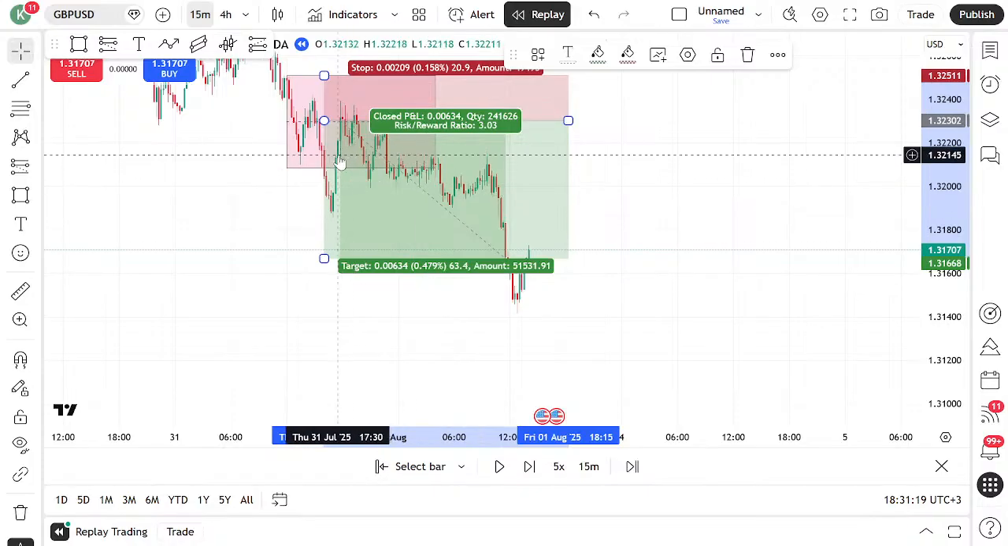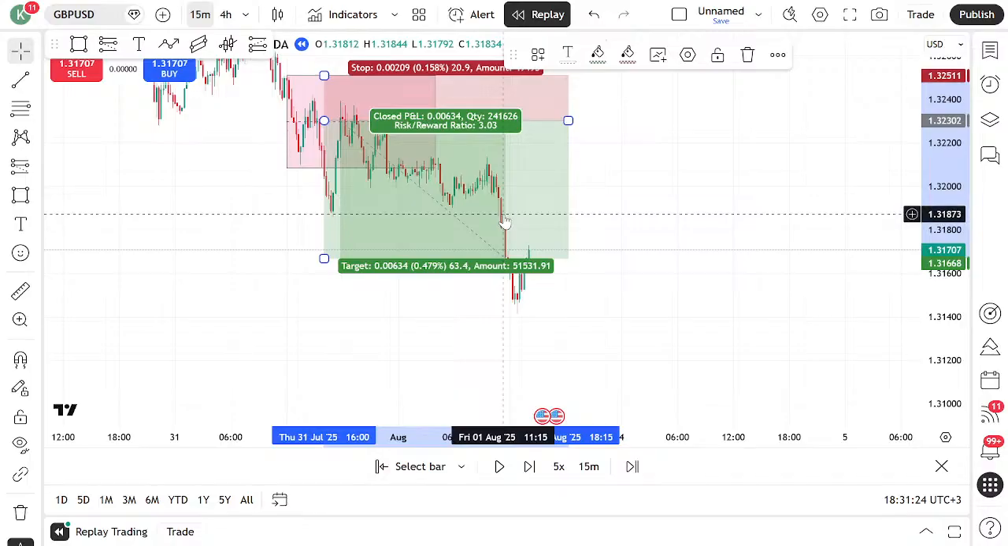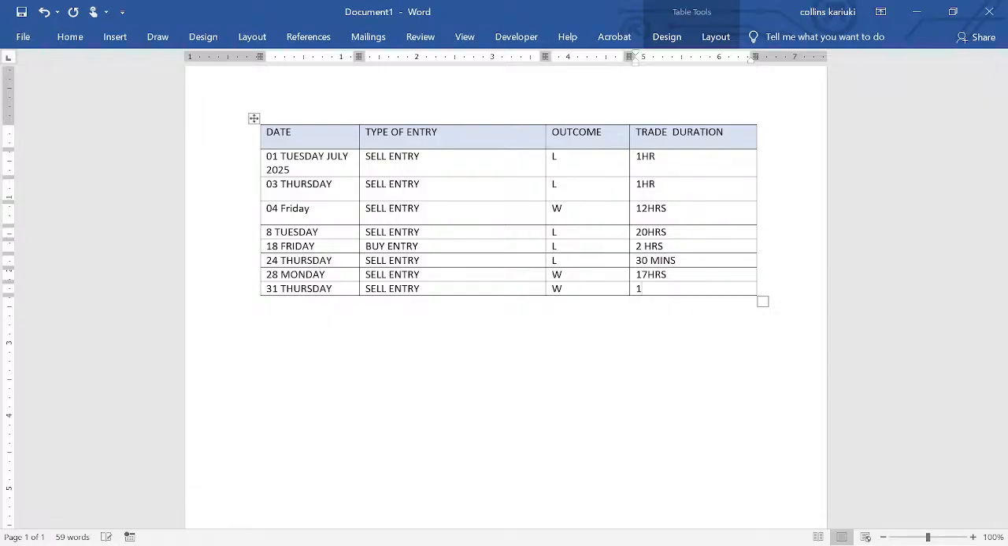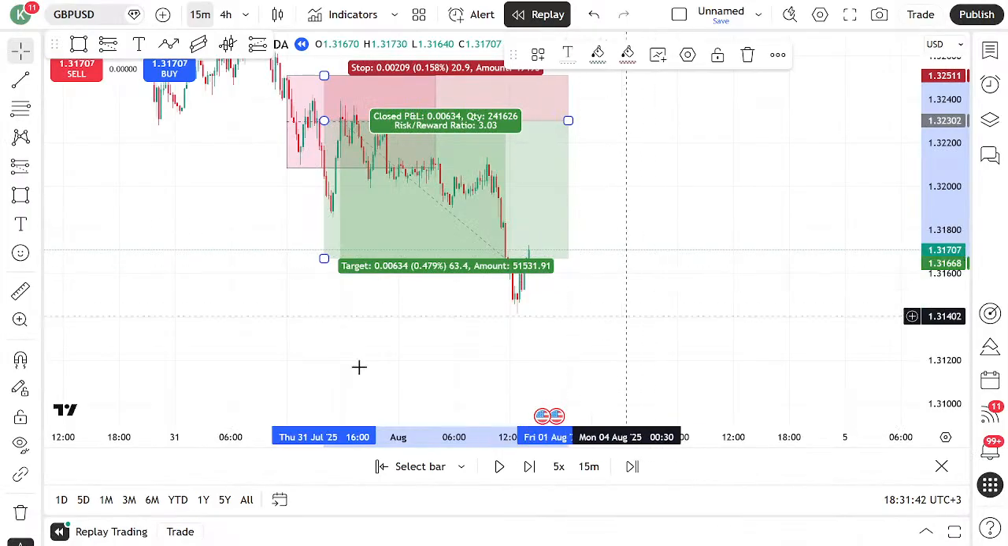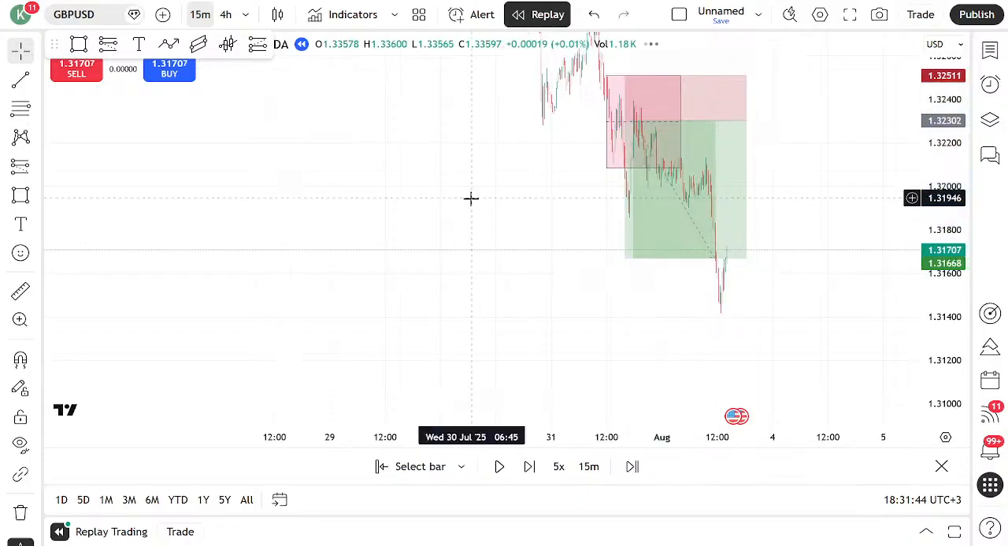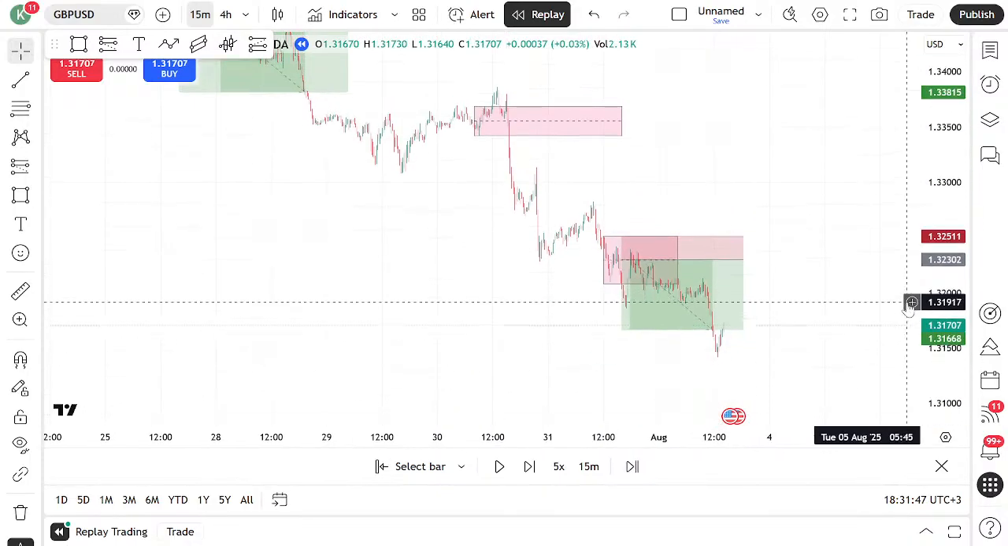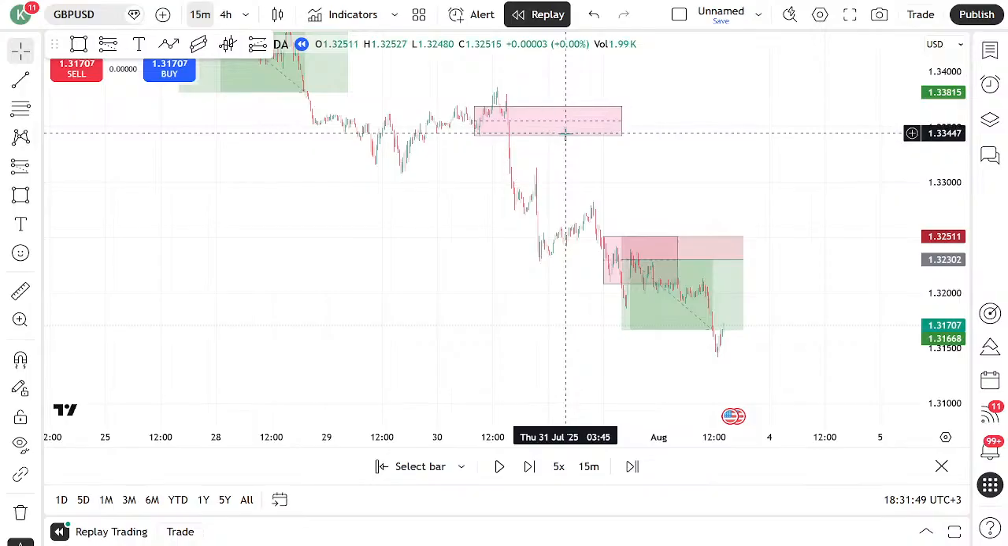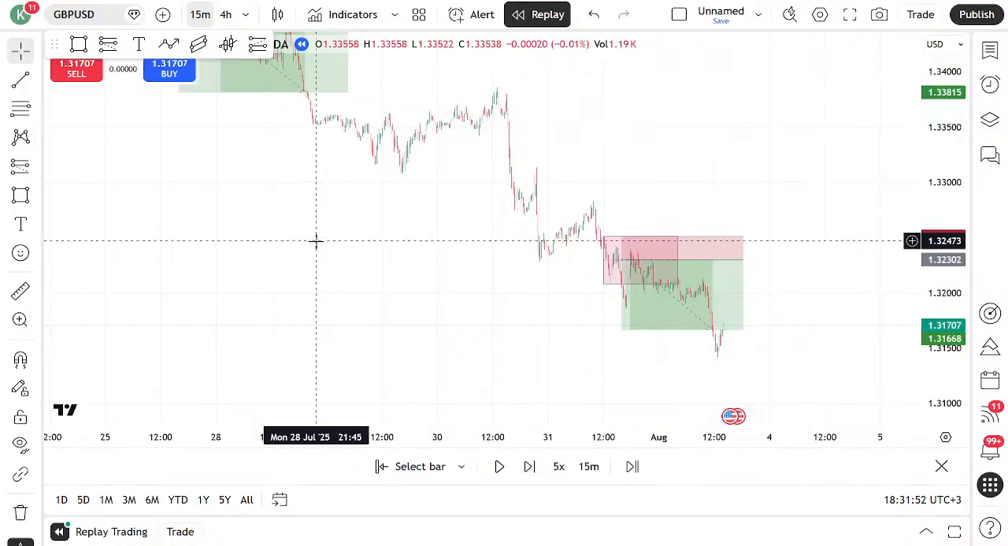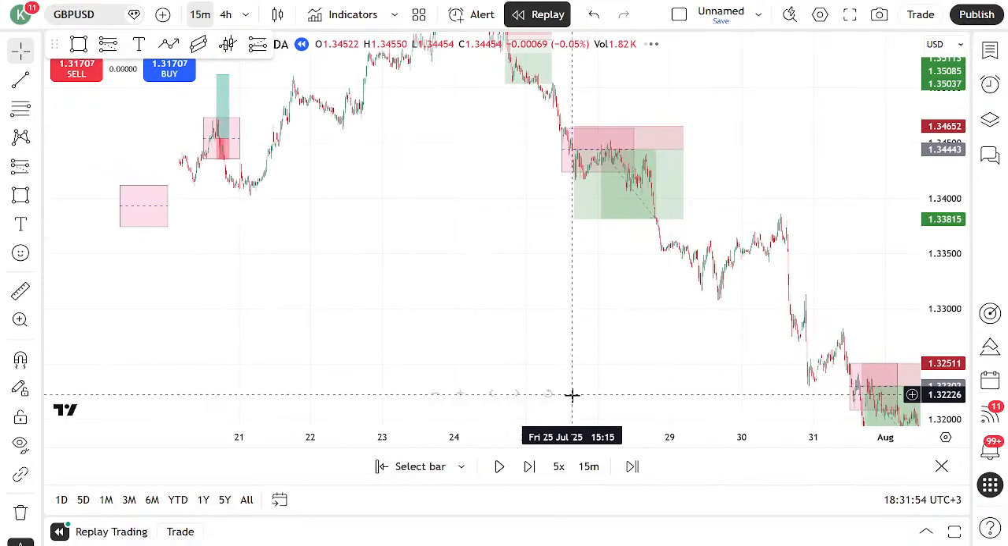And for the holding time, we entered it at 17:45, and it closed the next day at 11:15. So that comes to around an 18-hour holding time. And that, ladies and gentlemen, is the end of the trading session for the month of July 2025. Basically, these are the kind of trades we would have taken during that time.